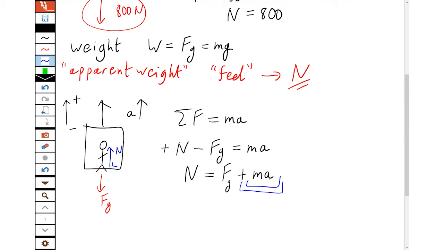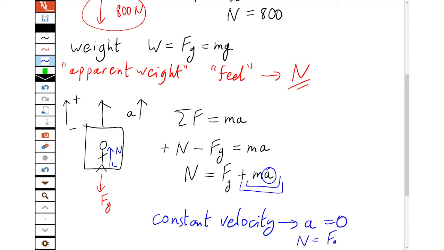But this only happens when you're accelerating. So we revise an old keyword. If somebody instead says we're at constant velocity, remember constant velocity means the acceleration is 0 and we get back to the normal force just being equal to the weight again. Now this normal force, sometimes also called the contact force, is called that because it happens anywhere two things touch.